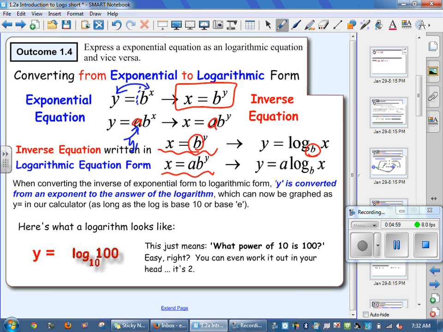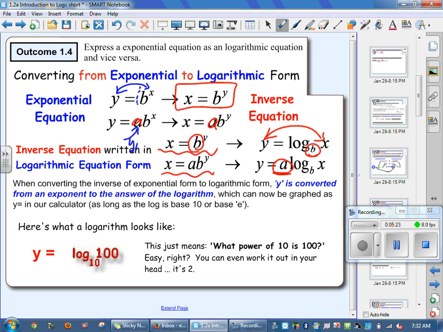But now the exponent and the variable x switch positions, and now you actually have the y coming out of the exponent form. But it's now on the same level as your x, which means you can now solve for y. The same thing happens with a times b to the y, only now we have the a sitting in front of the log word.